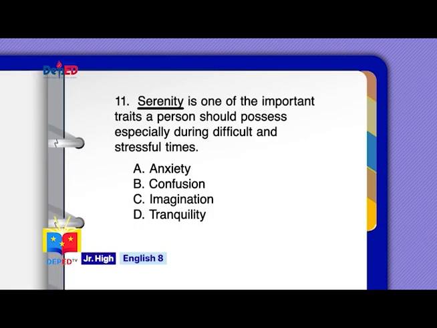Number 11. Serenity is one of the important traits a person should possess, especially during difficult and stressful times. The underlined word is serenity. And here are your choices. Letter A, anxiety. Letter B, confusion. Letter C, imagination. And letter D, tranquility.